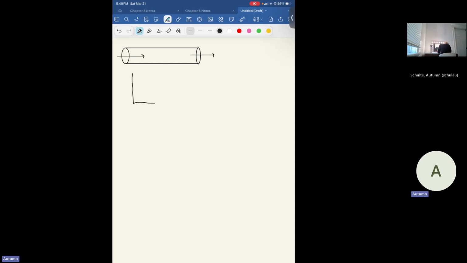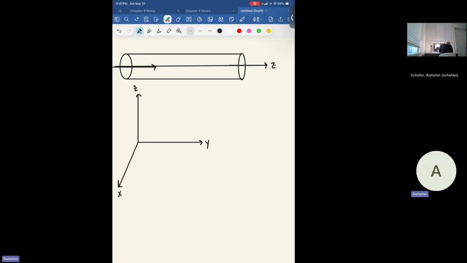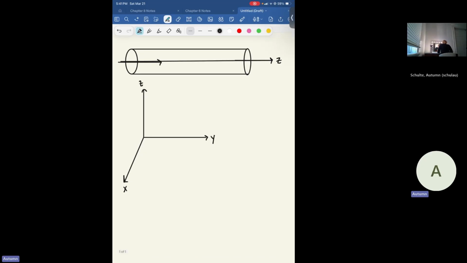I'm going to draw out our x, y, and z coordinates. This is going to be x, y, and z. And for the sake of this example, we're going to say that this flow from left to right is in the z direction. That way, when we go to draw this out, we can simply just focus on x and y.